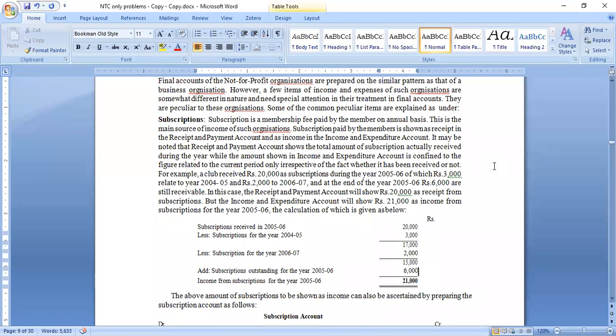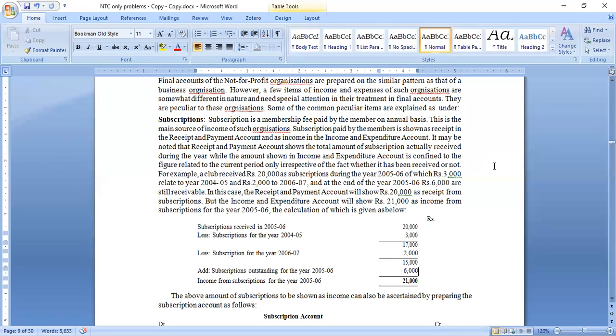While preparing the final accounts of not-for-profit organizations or non-trading concerns, they are prepared on a similar pattern as that of a business organization. However, a few items of income and expenses of such organizations are somewhat different in nature and need some special attention in their treatment in the final accounts.